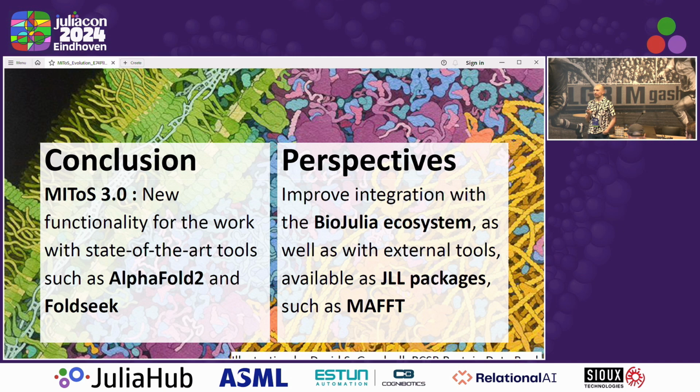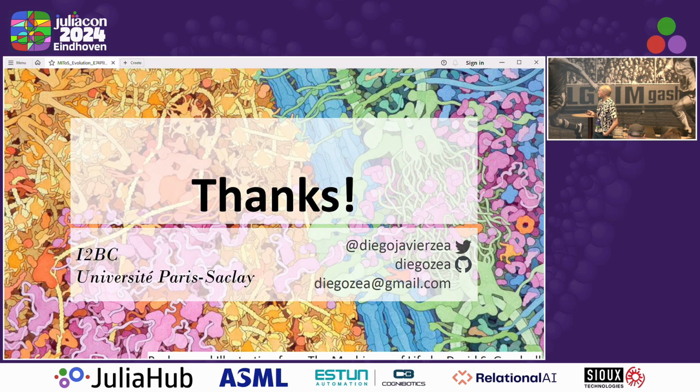So for concluding, MIToS 3.0 has many functionalities to work with state-of-the-art tools. Here in the talk I was mainly talking about AlphaFold 2, but it also integrates things to work with Foldseek. And in the future I would like to expand the integration of MIToS with the BioJulia ecosystem, and also with the available JLL packages for external bioinformatics tools, as for example MAFFT. So thank you all for your attention. I will be glad to answer any question you may have.